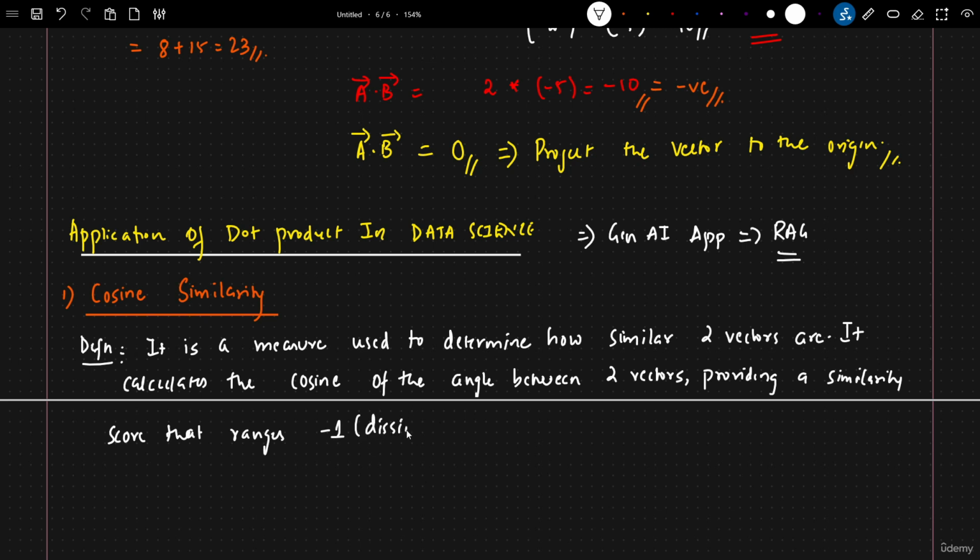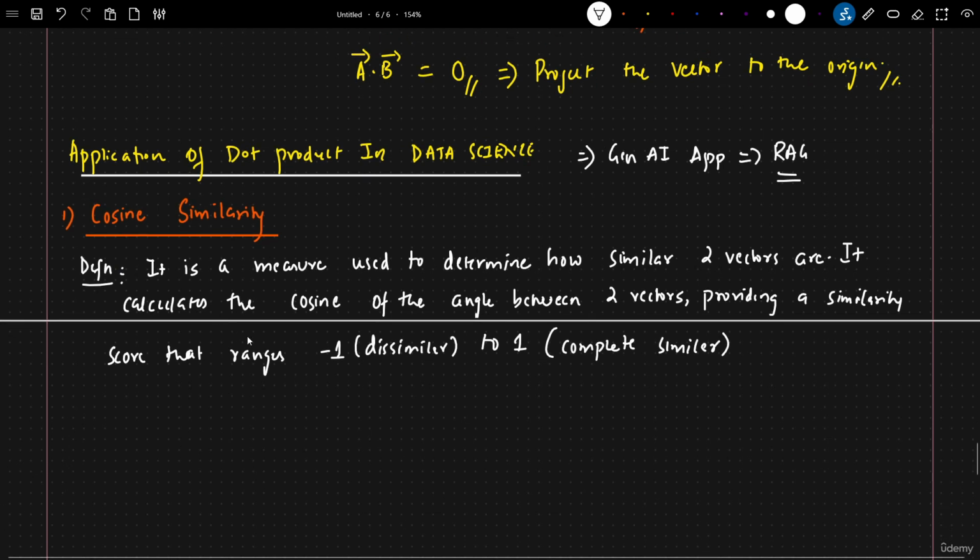-1 basically means dissimilar, to +1, which is completely similar. When I say -1, it is the complete opposite. If we go towards +1, it is completely similar. So this is basically cosine similarity.